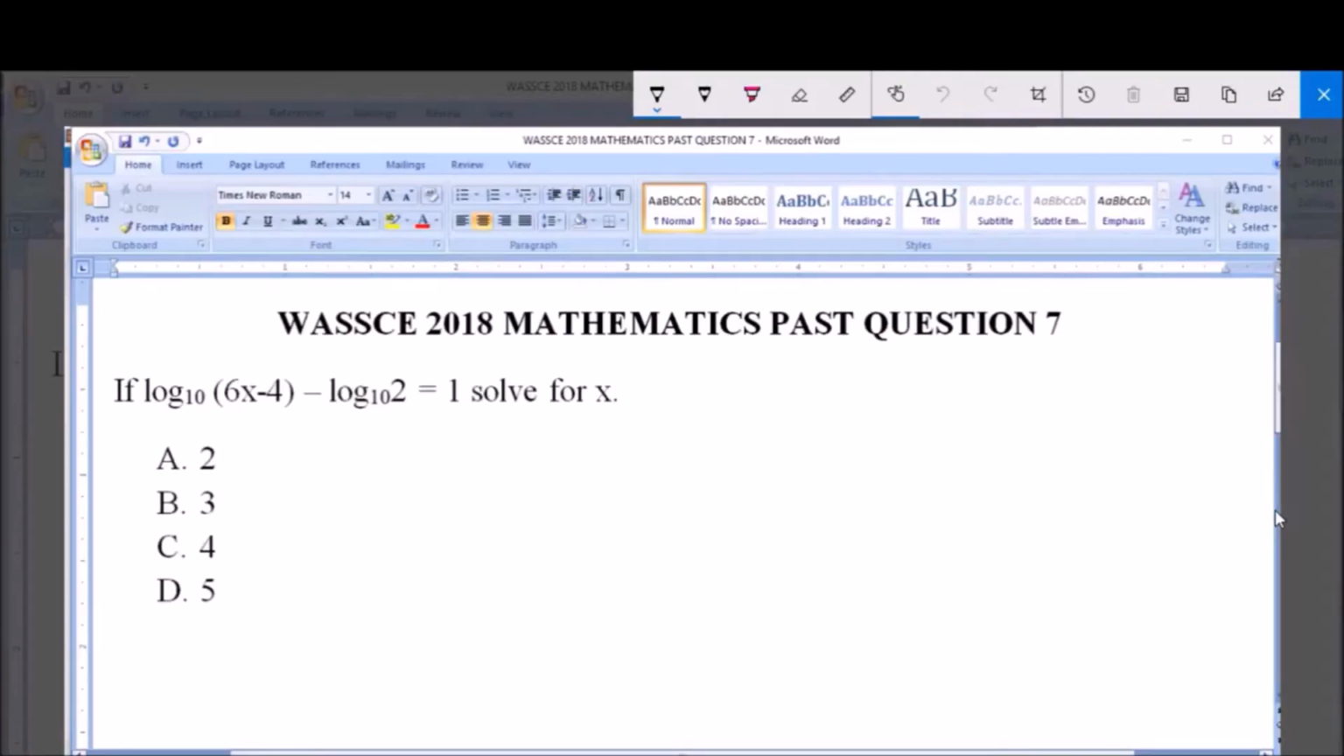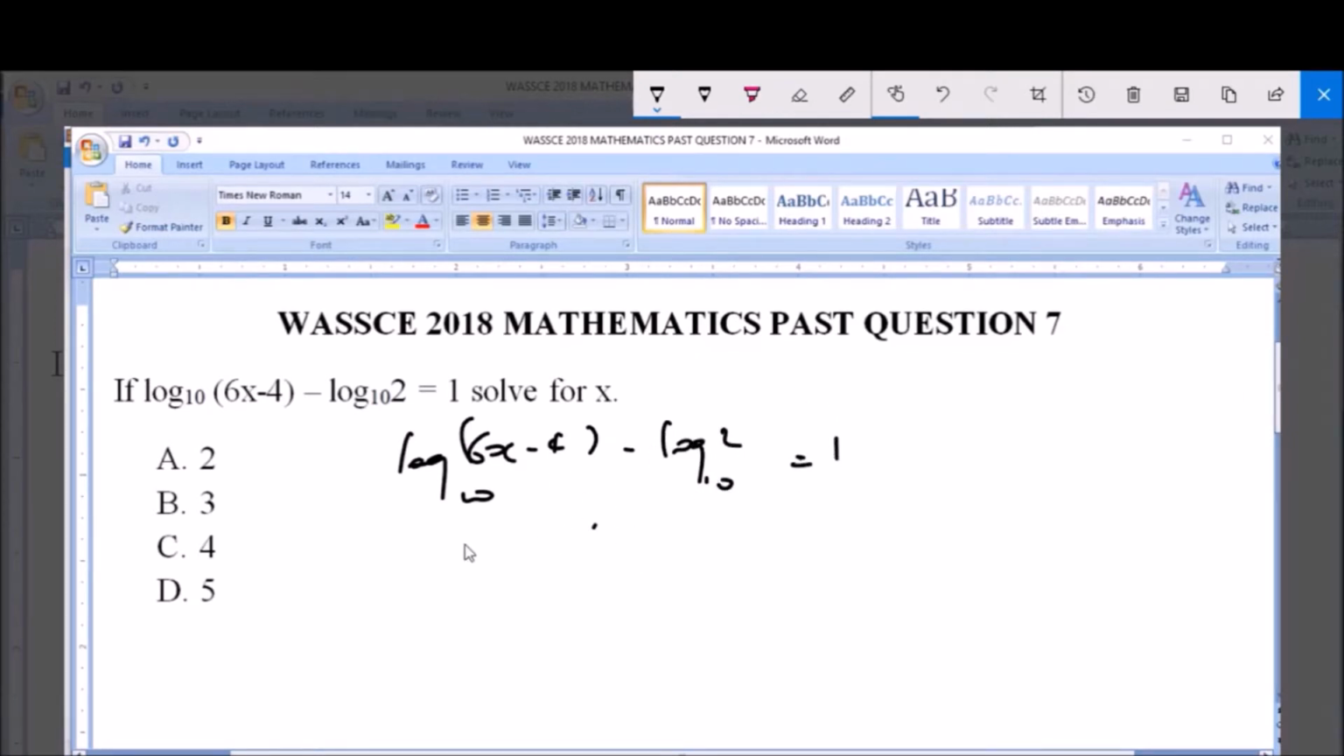I will be answering WASSCE 2018 Mathematics Past Question 7. If log of 6x minus 4 base 10 minus log 2 base 10 is equal to 1, solve for x. A. 2, B. 3, C. 4, and D. 5. Now we are given log of 6x minus 4 base 10 minus log 2 base 10 is equal to 1.